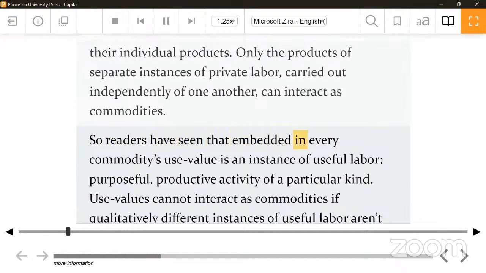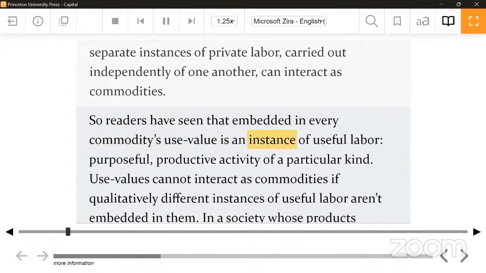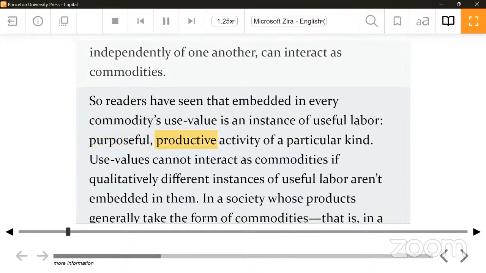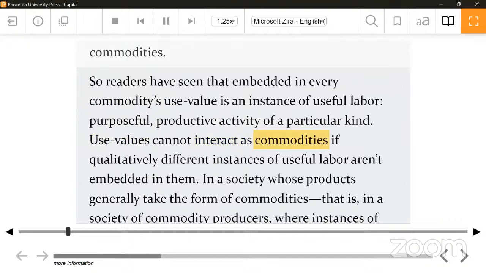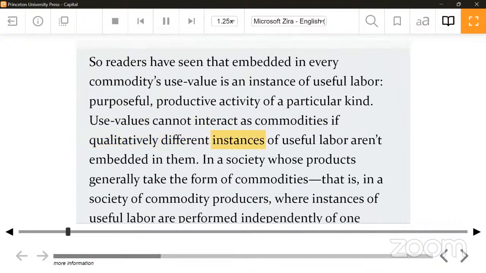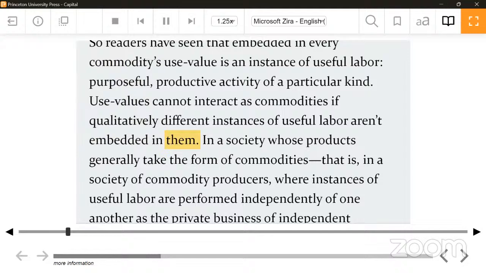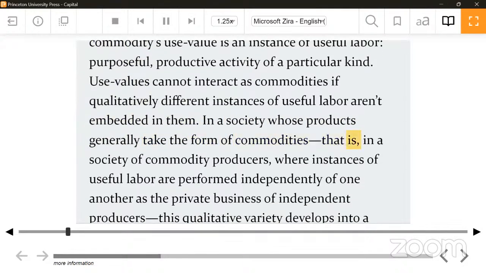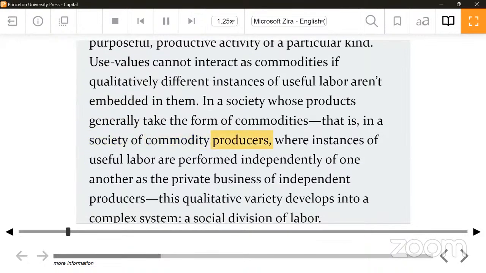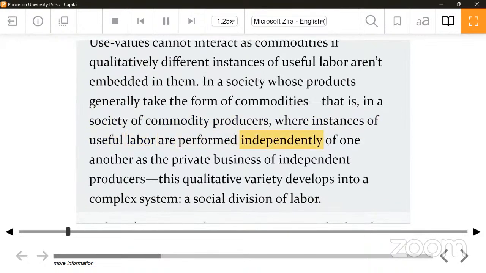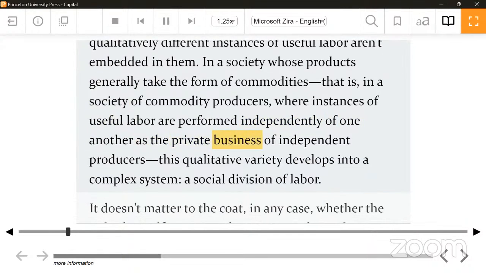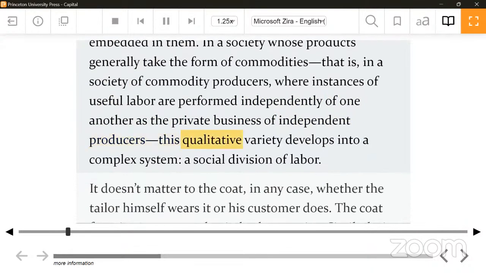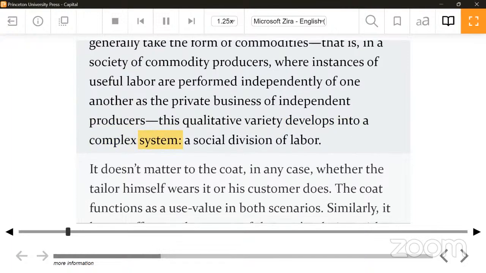So readers have seen that embedded in every commodity's use value is an instance of useful labor, purposeful, productive activity of a particular kind. Use values cannot interact as commodities if qualitatively different instances of useful labor aren't embedded in them. In a society whose products generally take the form of commodities, that is, in a society of commodity producers, where instances of useful labor are performed independently of one another as the private business of independent producers, this qualitative variety develops into a complex system, a social division of labor.